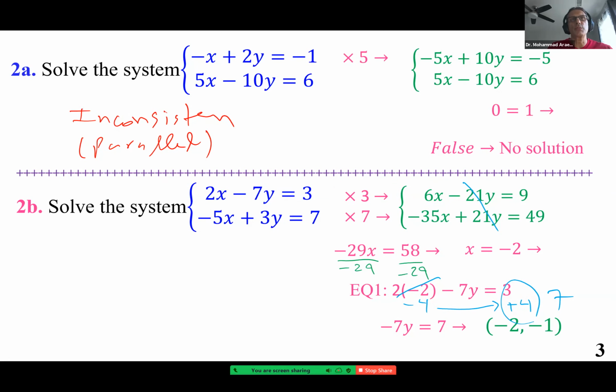So it's a good practice to put them as a pair. So we get -2 comma -1. And as always, you want to check. The way you check is very simple. We use the first equation. Now you put it into the second equation to check your work.